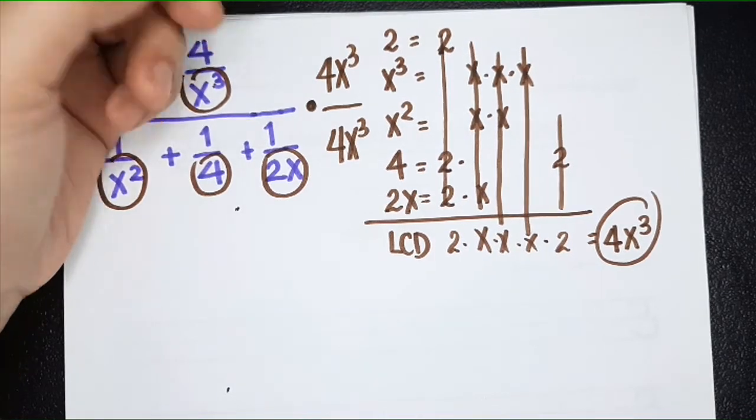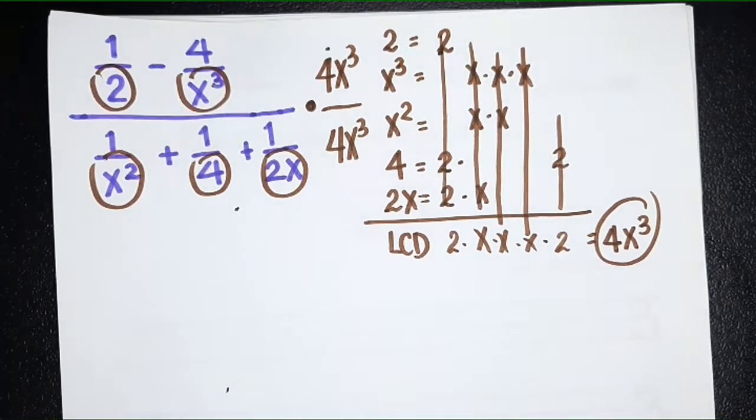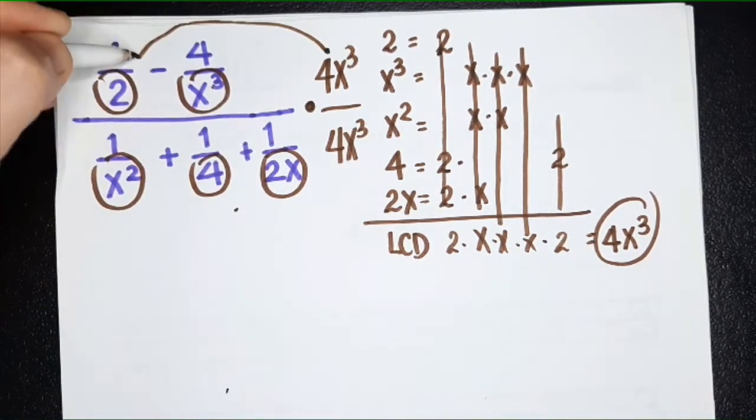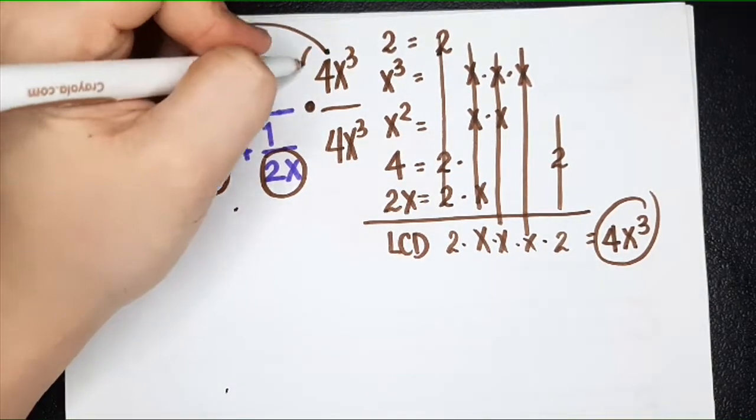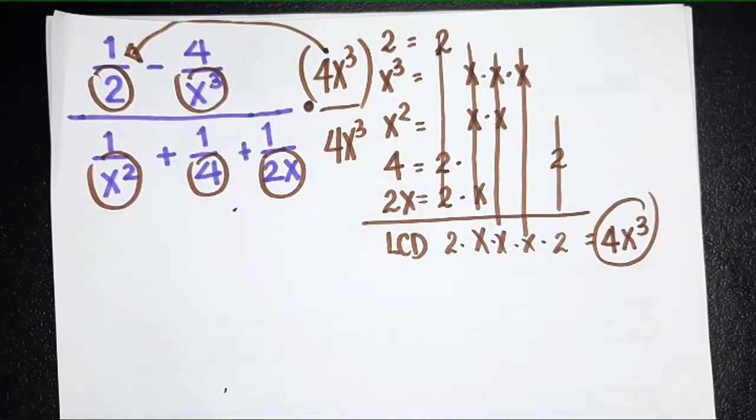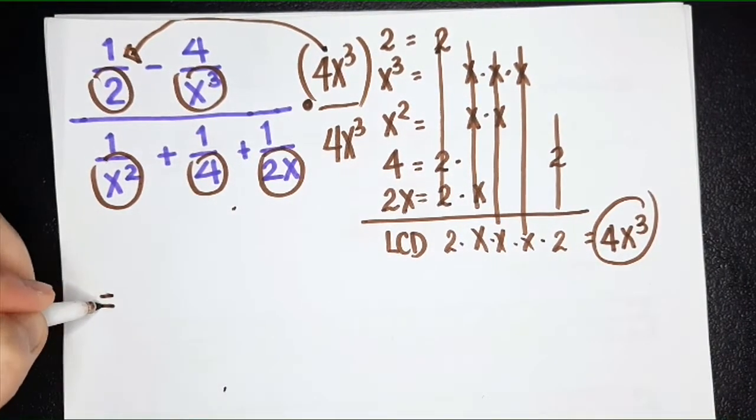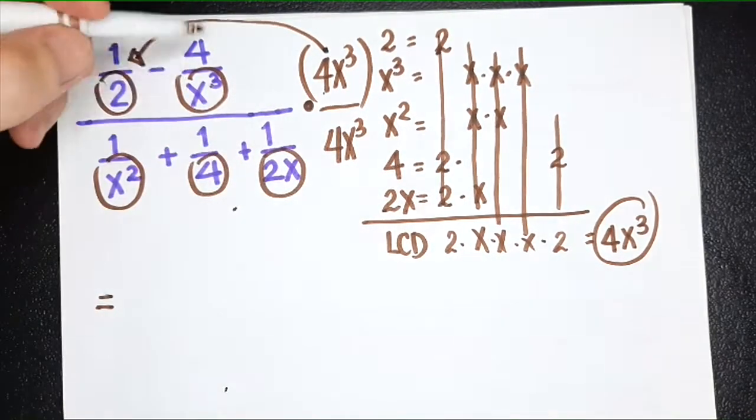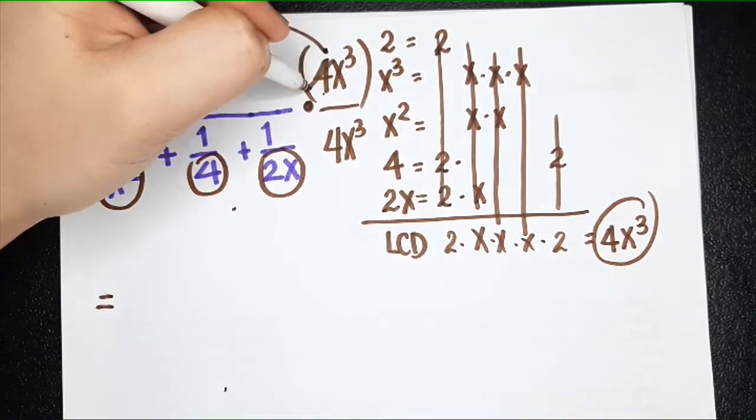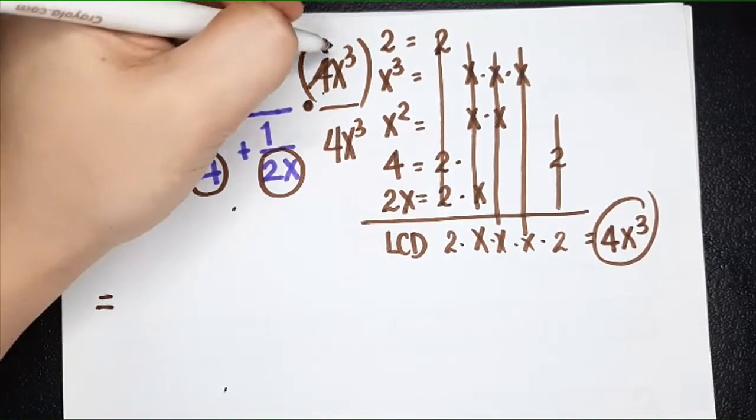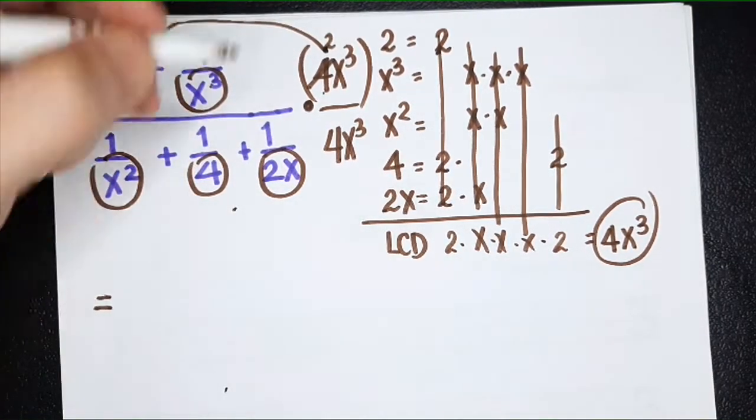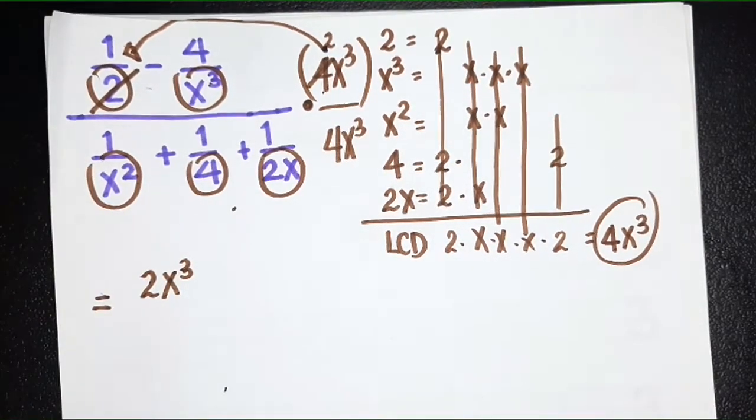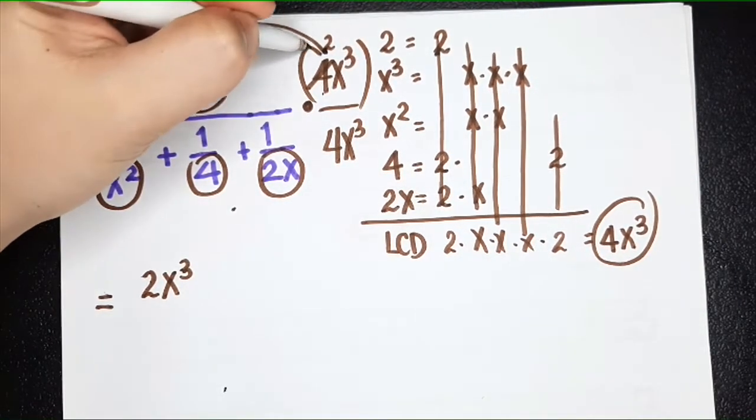Alright? So, all you have to do is to distribute. It's like 4x cubed times 1/2. What do you get? So, let me write the answer here. So, 1/2 times 4x cubed, kakancel yung 2 at saka 4. Ito magiging 2 na lamang. So, you're going to have 2x cubed. Wala na yung denominator. What about here?